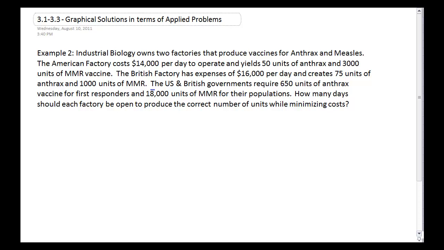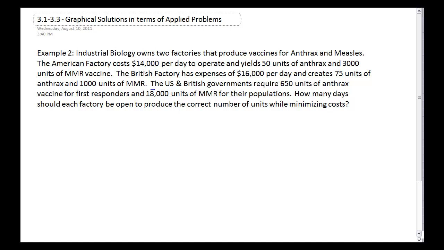The factory in America costs $14,000 a day to operate, and it gives 50 units of anthrax vaccine and 3,000 units of measles, mumps, rubella vaccine per day. The British factory costs a little bit more to operate per day, but it's creating the more expensive 75 units of anthrax. It only produces 1,000 of the measles.